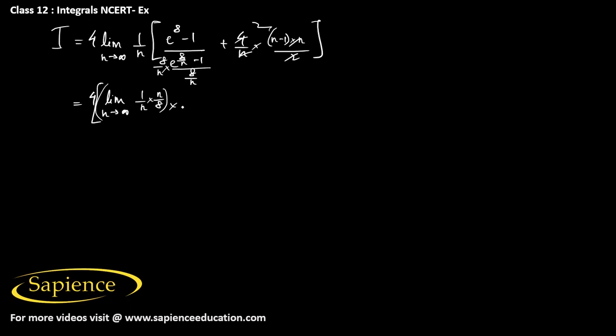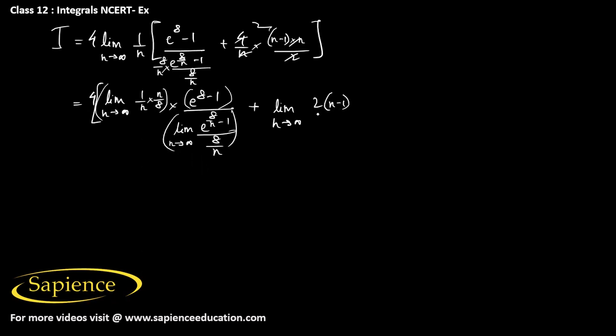Into this will be limit, and here it will come e power 8 minus 1 by limit n tends to infinity e power 8 by n minus 1 by 8 by n. Then plus limit n tends to infinity, this will be 2 into n minus 1 by n, since this 1 by n will be multiplied with this also and with this also.